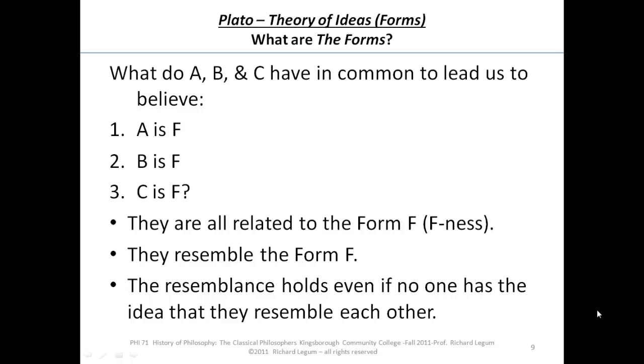If we're talking about three flowers, A is a rose, B is a rose, and C is a rose. So F is being a flower, flowerness. Those things are still going to be flowers, whether or not somebody sees, hears, or smells them, or not.